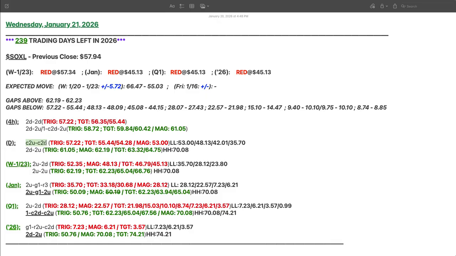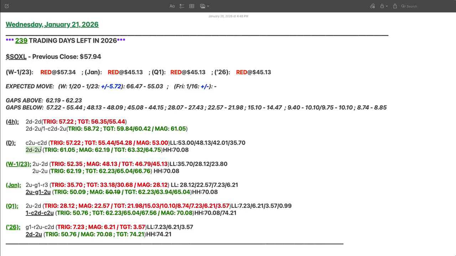Now, if we go to the downside on the day chart, again, that's triggering this combo 2 up, combo 2 down at 57.22. The magnitude for that move is all the way down at 53, and although we're in the 1-hour downtrend, we're still in a 1 week, 1 day uptrend, 4-hour uptrend as well. So we may not make it all the way down to that magnitude of 53 flat. So we've got 55.44 and 54.28 as our intermediate targets if we do get that push down. So watch for either a bounce at those levels or some sideways action.